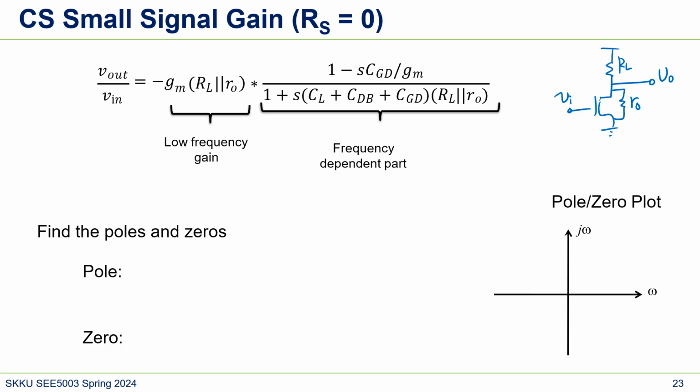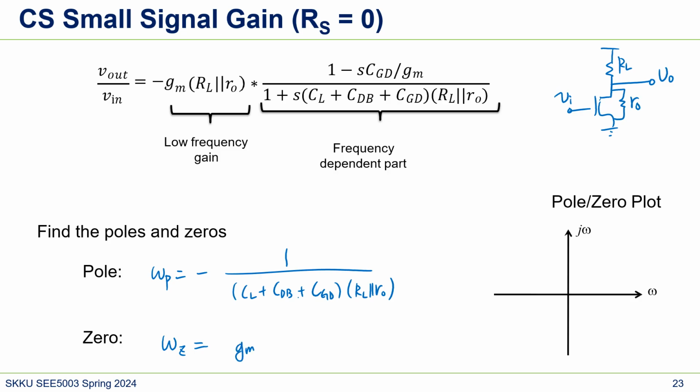Let's see the pole. So the pole is 1 over this, and the zero is this, which is a positive zero. So the pole is in the left half plane, and the zero is here.